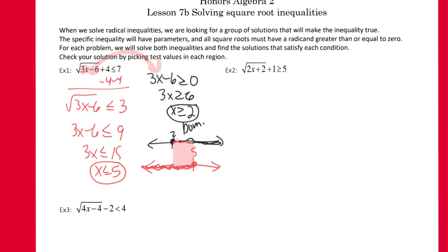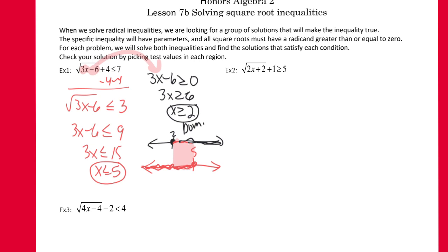Think about this. If you tried 0 and plugged it in here, 3 times 0 is 0, minus 6, square rooted is a negative number that we're square rooting, and then plus 4, is that less than 7? It's imaginary. How do you even quantify that? So the overlapping values that are real and true are going to be between 2 and 5. Sometimes it's between things, sometimes it's to the left of stuff, sometimes it's to the right of stuff. So there's 3 different options.